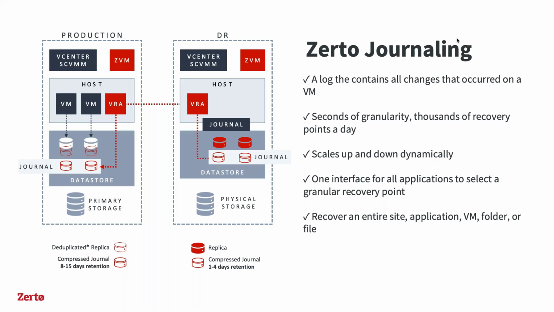They have seconds of granularity. You have thousands of recovery checkpoints a day. The journal scales up and down dynamically, and it's observed per VM. You have one interface that you're dealing with for all of the applications, but you simply select the application and select the granular recovery point. This journal also helps you recover an entire site, application, VM, folder, or a file.